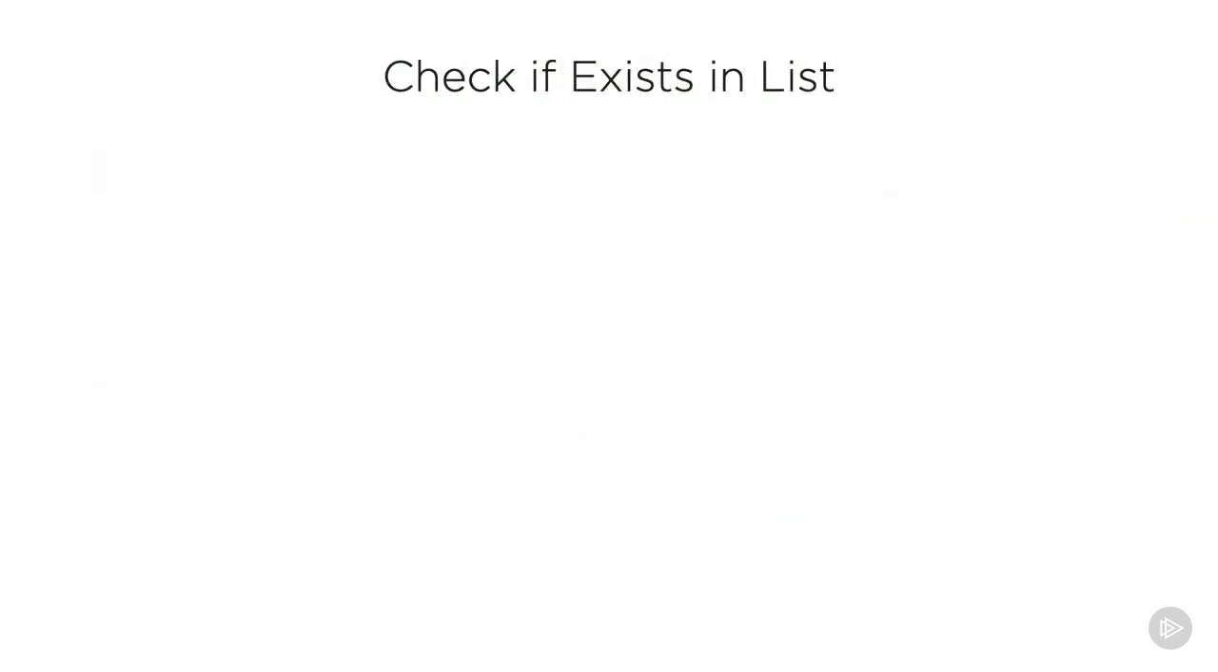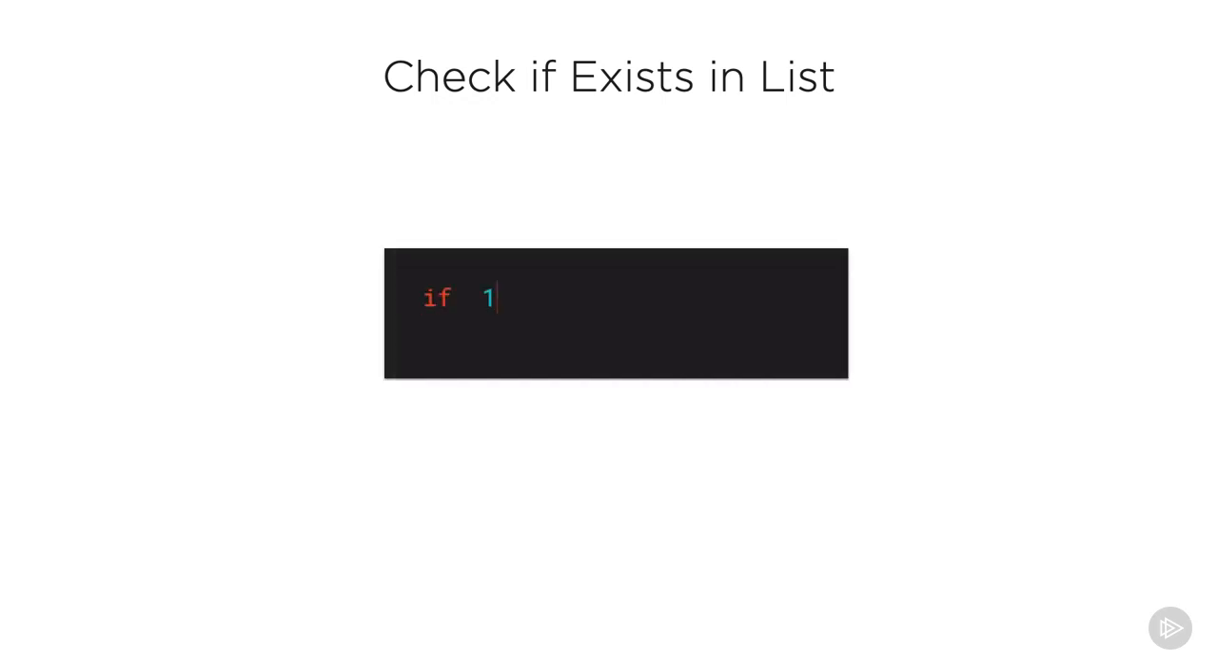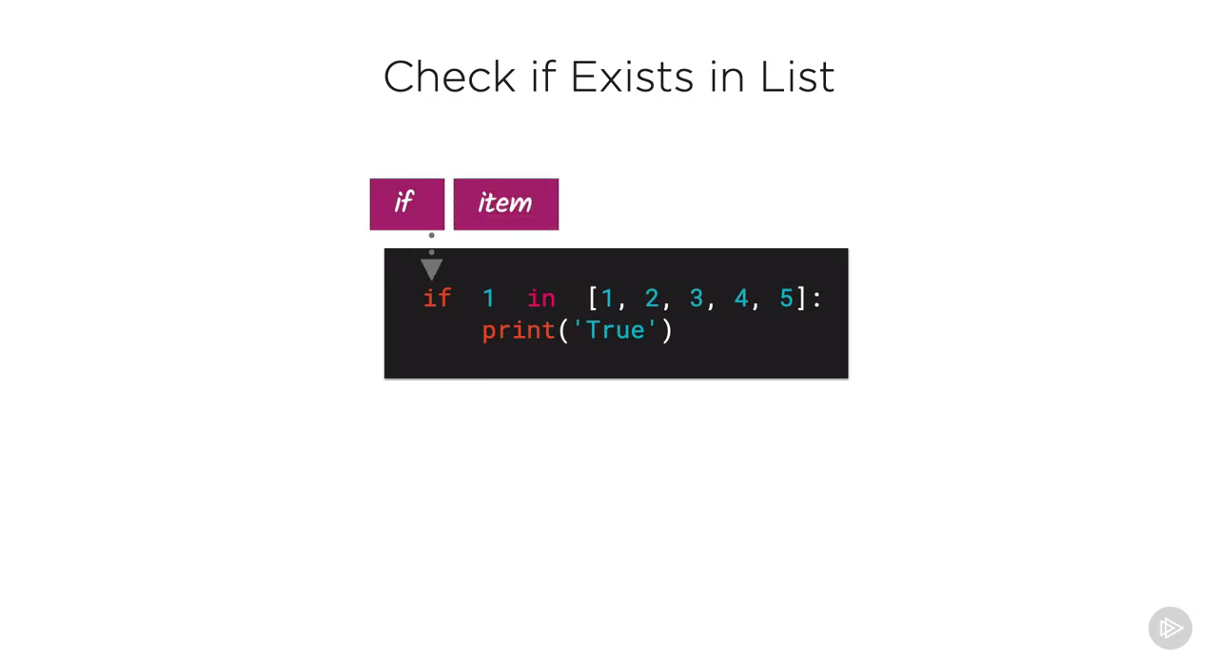How can we check if an item is in a list? Maybe we don't want to add it if it's already in the list. We can use an if statement. In this example, we want to check if 1 is in the list, and if it is, print true. So the format of an if statement like this is if, then the item you're checking, then the keyword in, then the list you're checking.